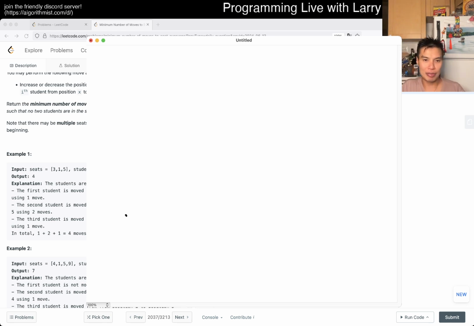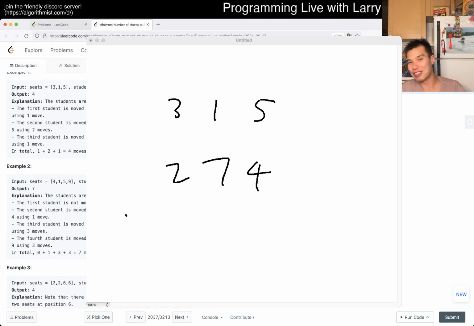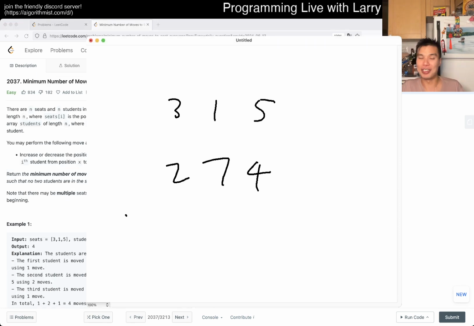So here you have 3, 1, 5, and this is the input for the seats, right? I'm just looking at the first example, 2, 7, 4. And the thing is that there are many ways to order this, right? There are 3 students and 3 seats, so you can match them in 3 factorial, which is 6 ways, and you can maybe brute force all 6 and try them. Of course, in this case, n is 100, so n factorial is probably not a good idea.